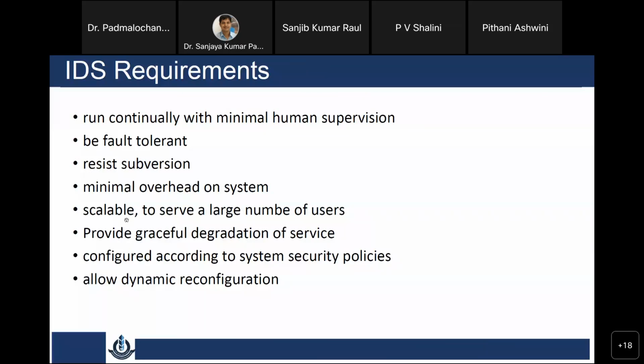Minimal overhead on the system. It should be scalable because a large number of users in the network may be there. So it should be scalable and allow dynamic configurations. That is very important, because your attack signatures may change over time. Tomorrow a new attack comes in, so whether your monitoring system can identify those. Okay, so therefore dynamic reconfiguration is very important.